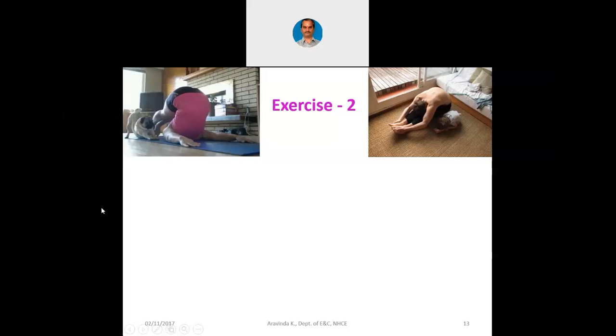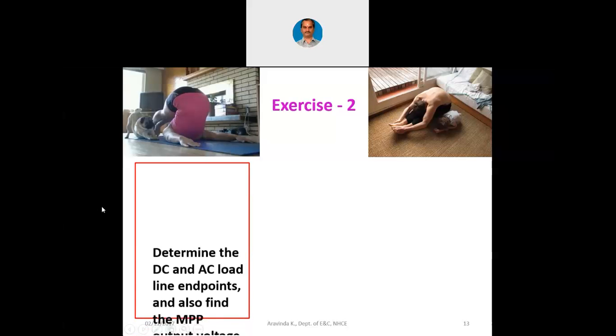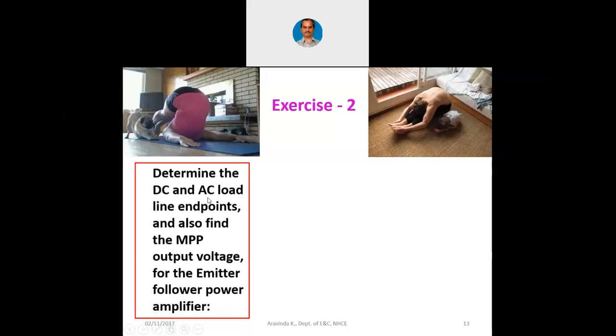Now, let me show you the next exercise of our class. Determine the DC and AC load line endpoints and also find the maximum peak-to-peak output voltage for the emitter follower power amplifier. In the previous exercise, I showed you one common emitter amplifier. Now, we are going to work out with the emitter follower amplifier.